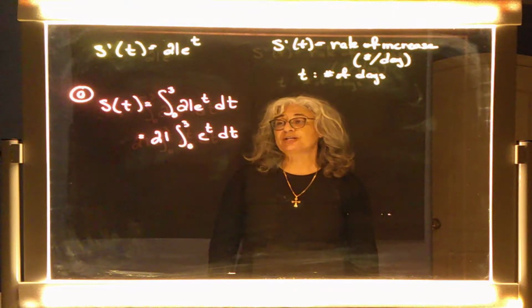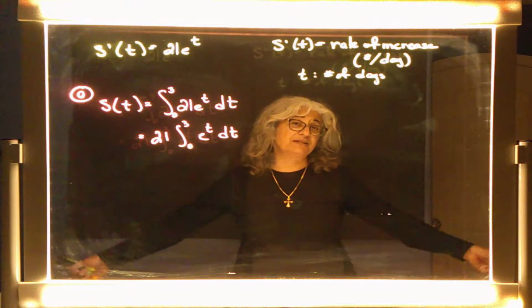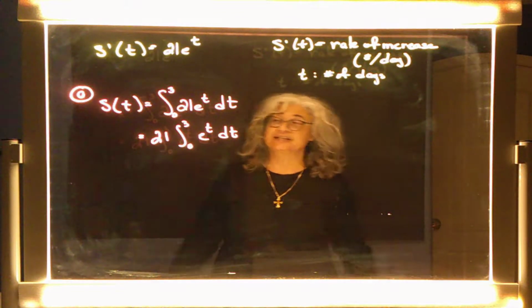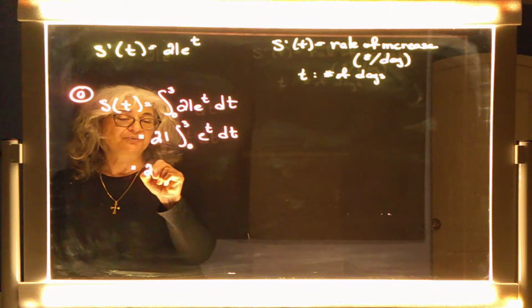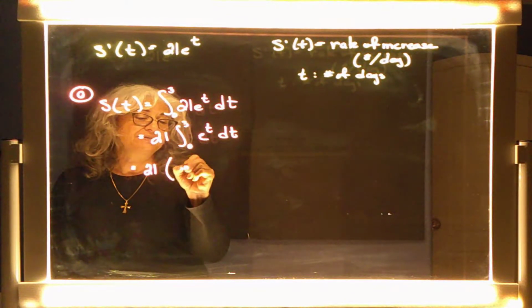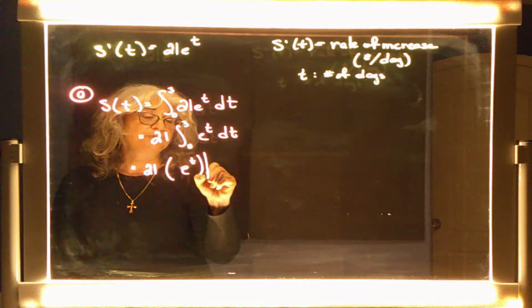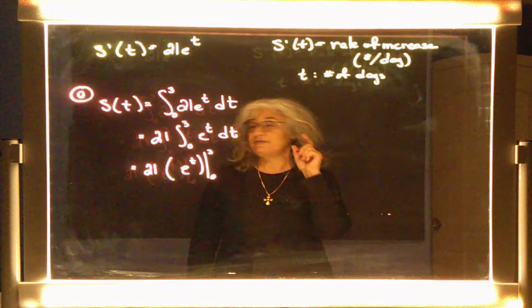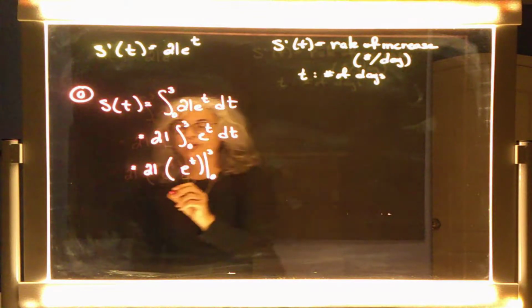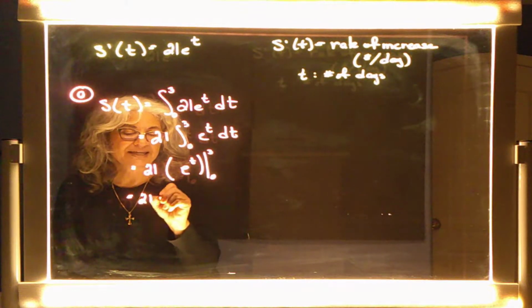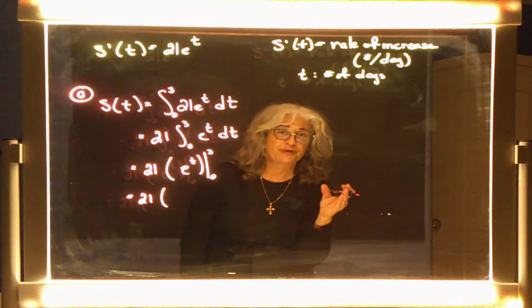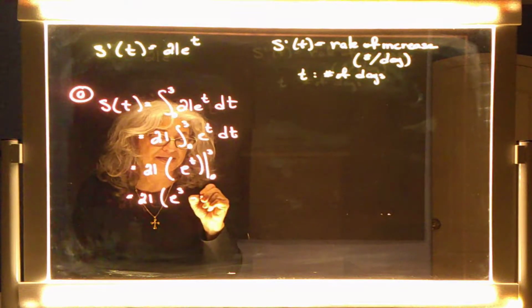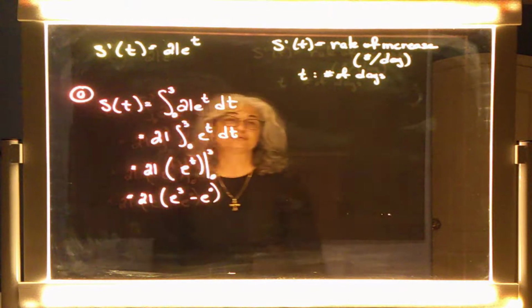So I'm actually trying to find the antiderivative of e to the t. So what's the antiderivative of e to the t? Good, e to the t. So we have 21, and e to the t is the antiderivative, which we're evaluating from 0 to 3. So here's the benefit of taking that 21 out. What we're actually going to be doing is 21, and in parentheses we're going to multiply by e to the power of 3 minus e to the power of 0.